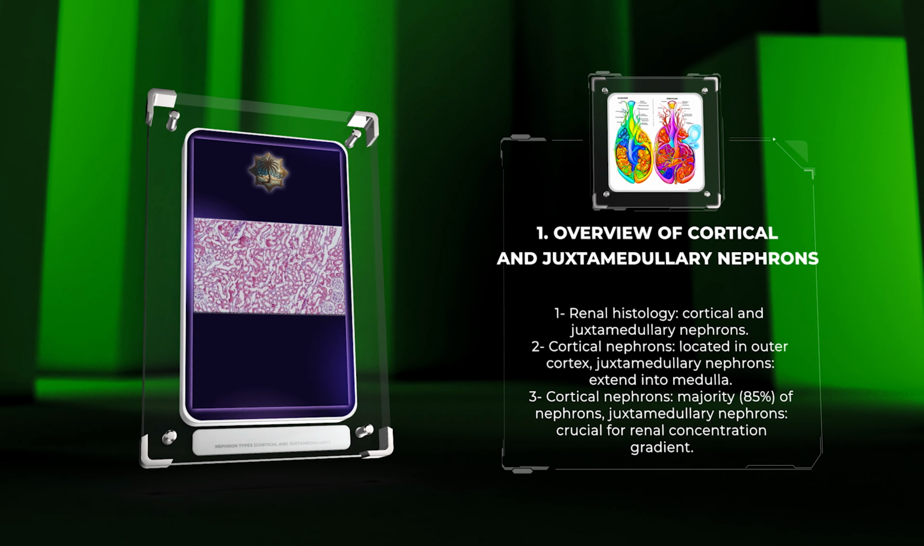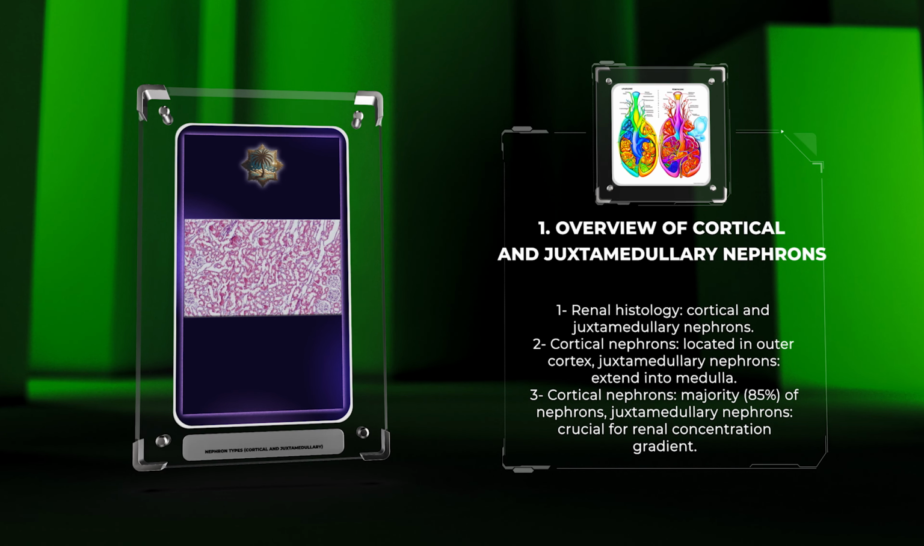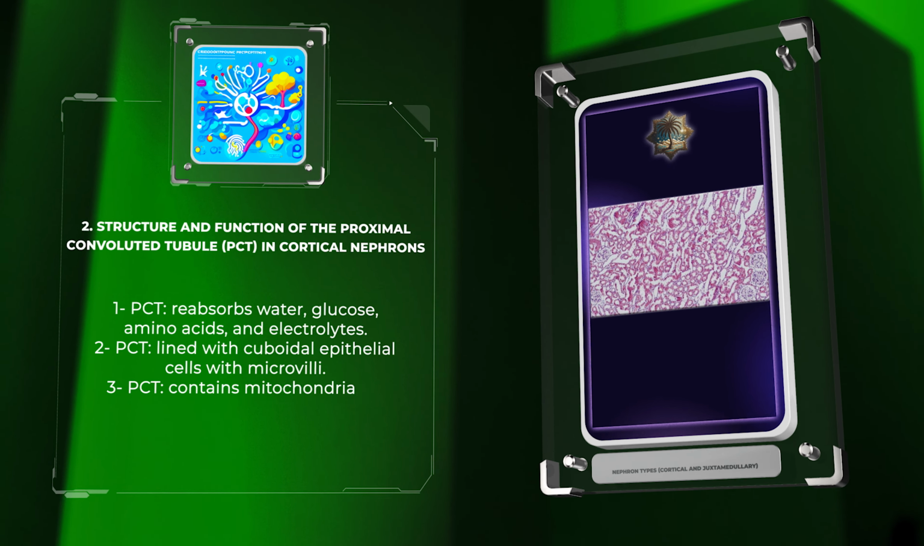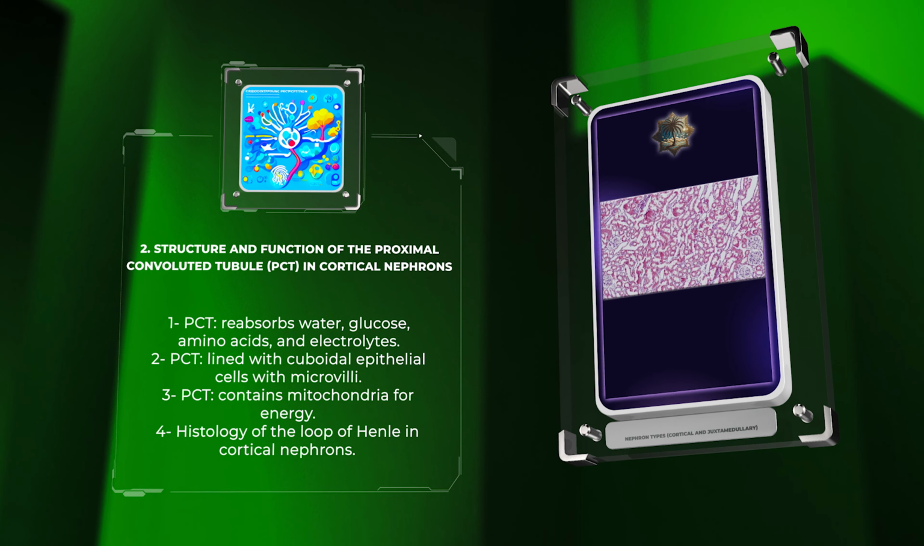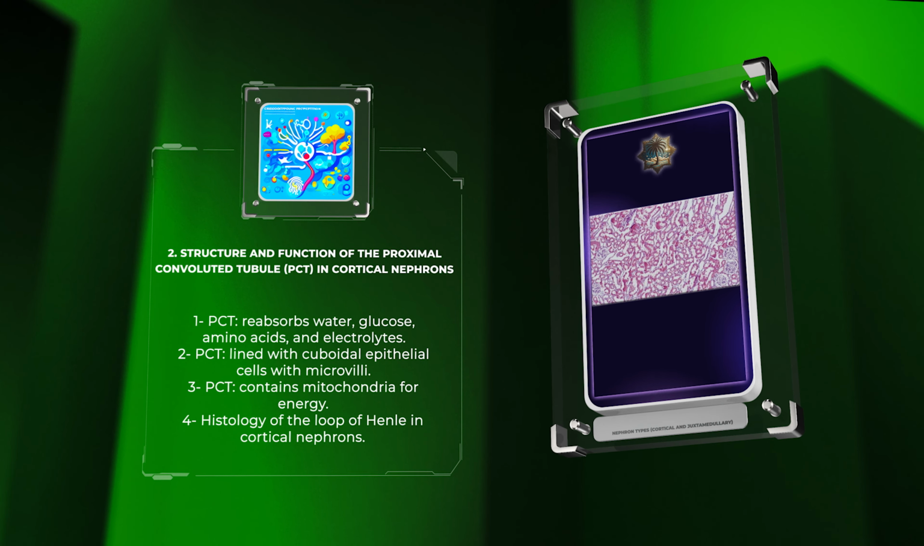Now, let us explore the specific structure and function of the proximal convoluted tubule, PCT, in cortical nephrons. The PCT reabsorbs water, glucose, amino acids, and electrolytes from the tubular fluid. It is lined with cuboidal epithelial cells that have microvilli. The PCT also has mitochondria for energy.